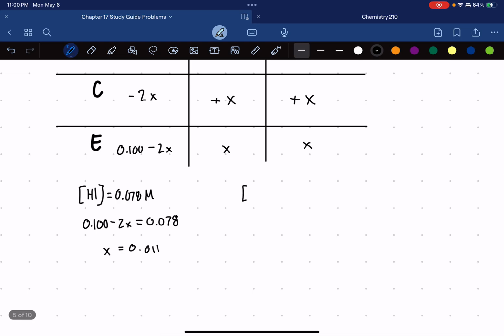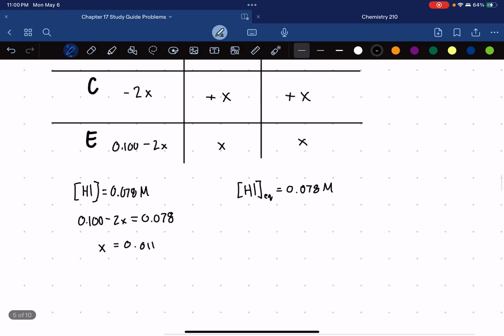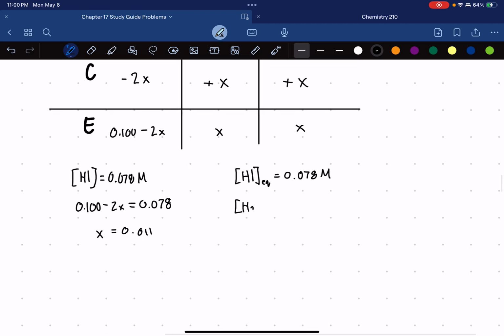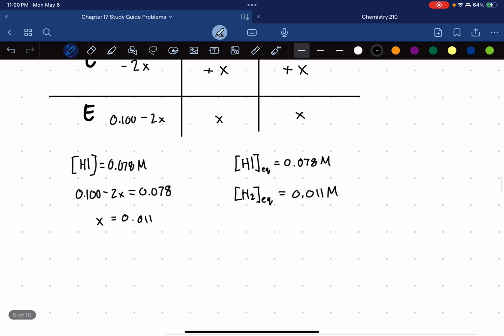Initially, we are given the equilibrium value for HI, which is equal to 0.078 molar. Equilibrium value for H2 is equal to our x, which is also equal to 0.011 molar. And the same with I2 gas.